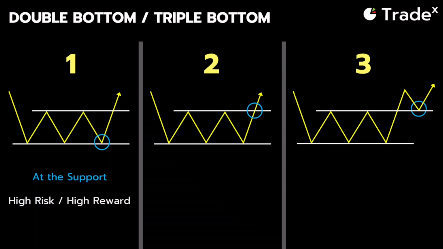The second entry point, known as the neckline entry, occurs when the price breaks above the neckline. This break confirms the pattern and indicates a stronger likelihood of a trend reversal from bearish to bullish. As a widely used strategy, the neckline entry point provides critical confirmation for traders looking to enter a long position. The third entry point involves waiting for the price to break above the neckline, then pull back and retest it.